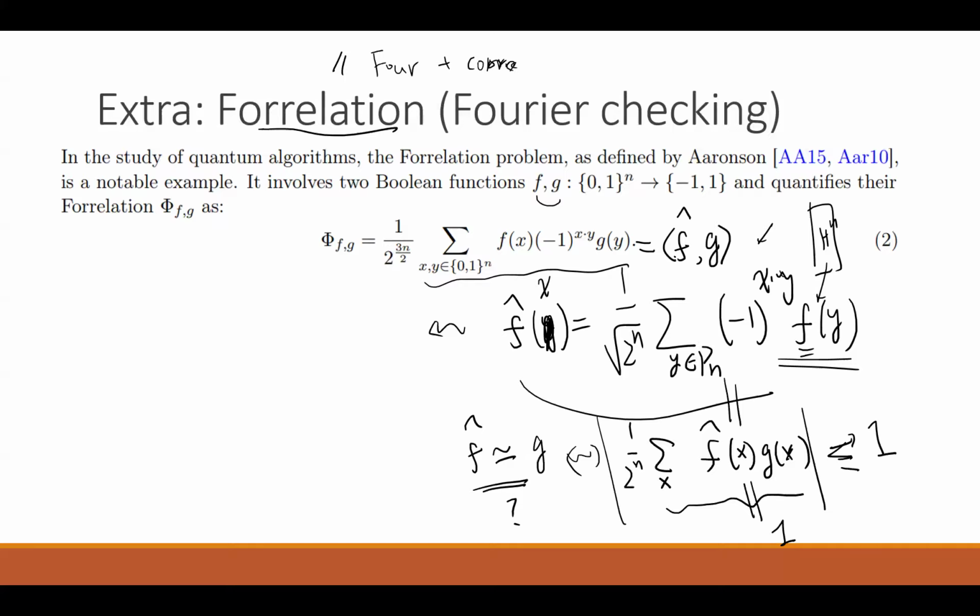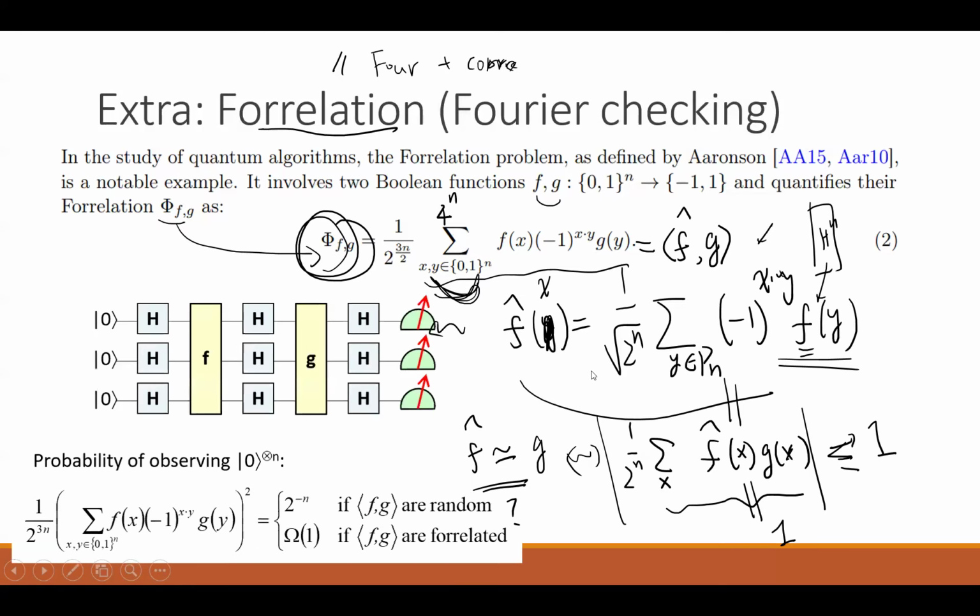The question is, I give you f and g, and you quantify how large this quantity is. Notice that for classical computing, this is very difficult to compute, because it is double exponential, or rather 2 to the 2n, so you have 4 to the n terms. You need to pick random x and y such that you get enough estimation of this quantity.